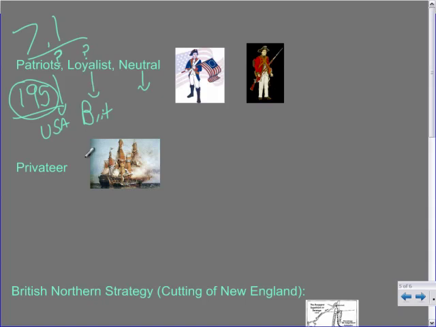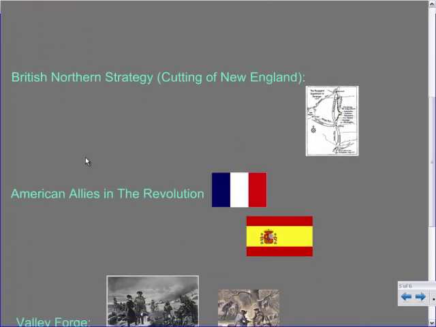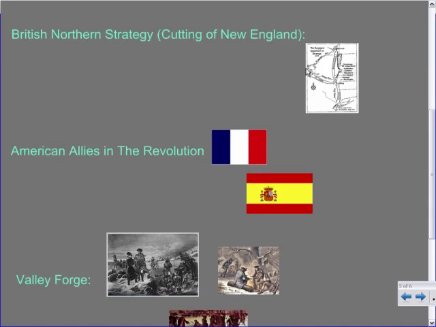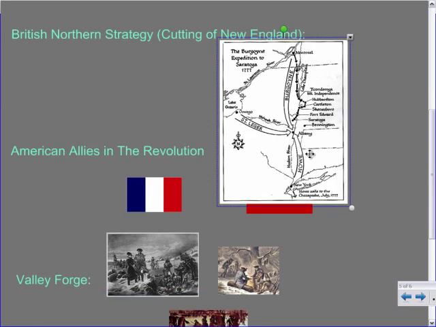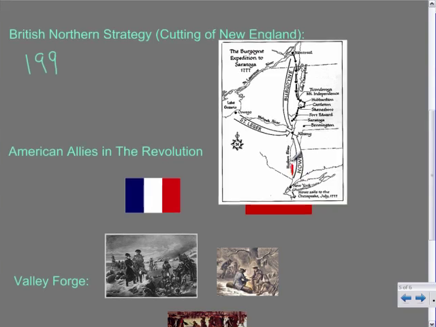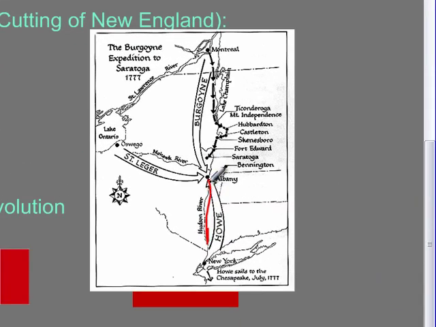We are going to skip over privateer real quick. We'll get back to it though, and move on to the British Northern Strategy. And another way to look at this is that they are trying to cut off New England. So when we look at this British Northern Strategy, we're all about looking at page 199. Their whole strategy here is that they want to take over the Hudson River, which is right here. Let me switch pens. Which is right here, and it will flow right here to Albany. They want to take over Albany so they can control the river, which effectively will cut off New England from the rest of the colonies.